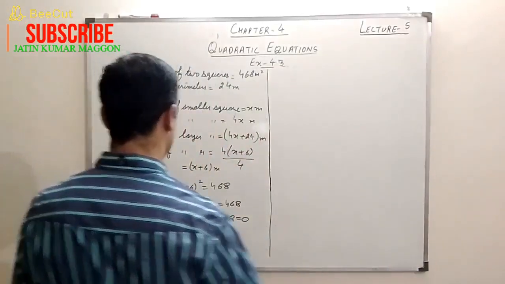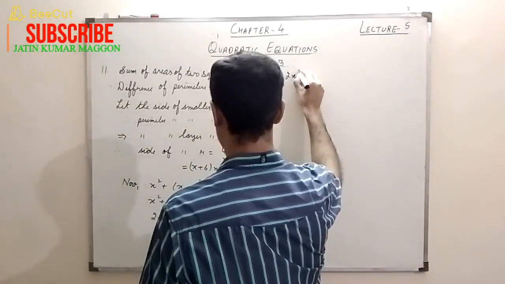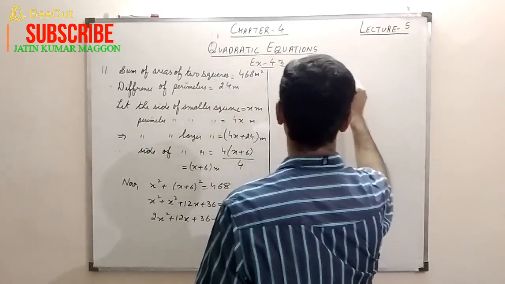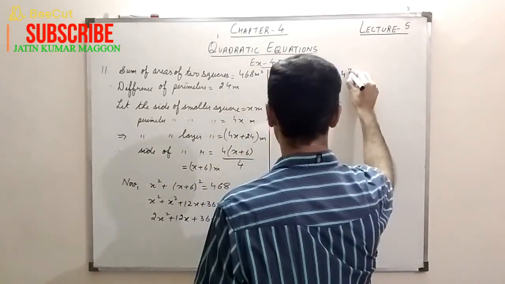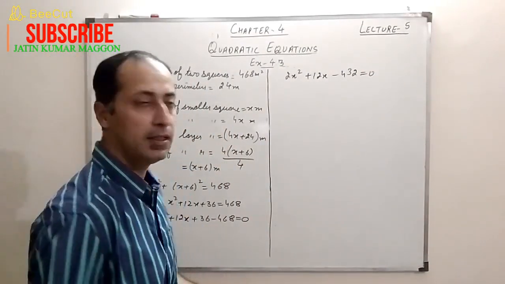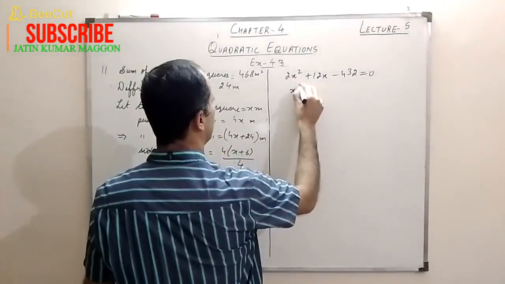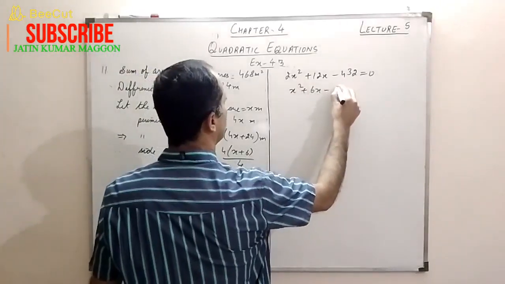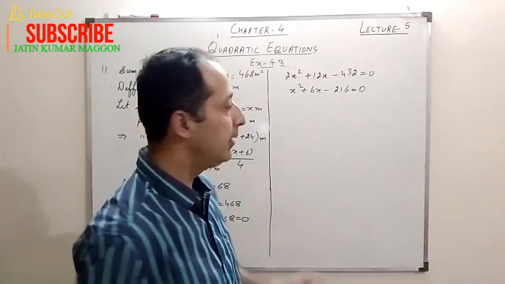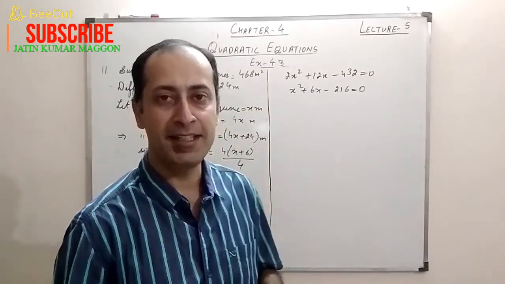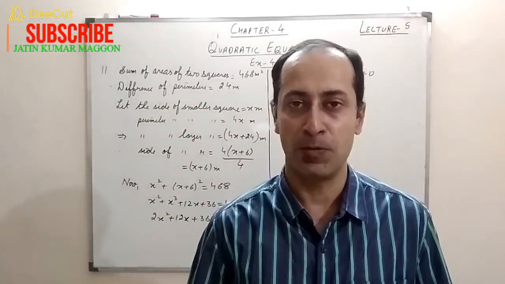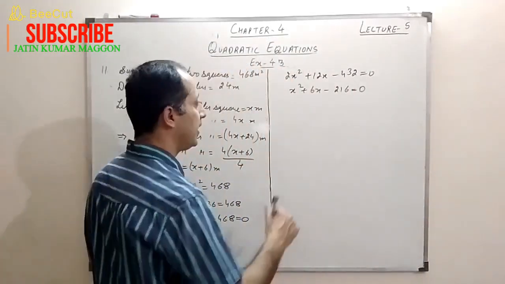Now what is next? We simplify this. This is 2x square plus 12x minus 432 equals 0. Now we can take 2 common in this. So what I am left with is x square plus 6x minus 216 equals 0. Now again, splitting the middle term is easy. If you don't find it easy, you just apply the quadratic formula and find the roots of the equation, right? But here I am just doing it by splitting the middle term again.